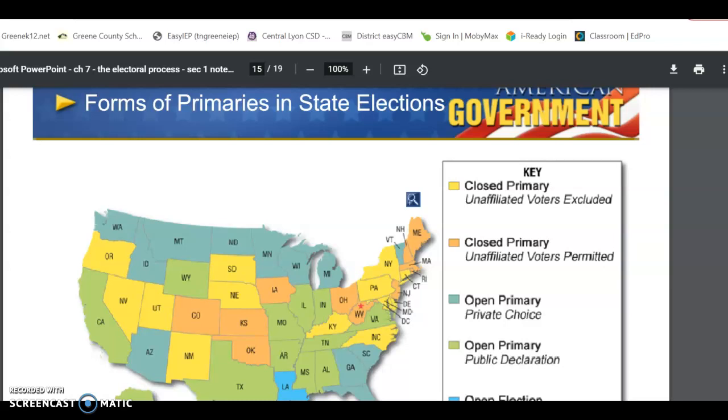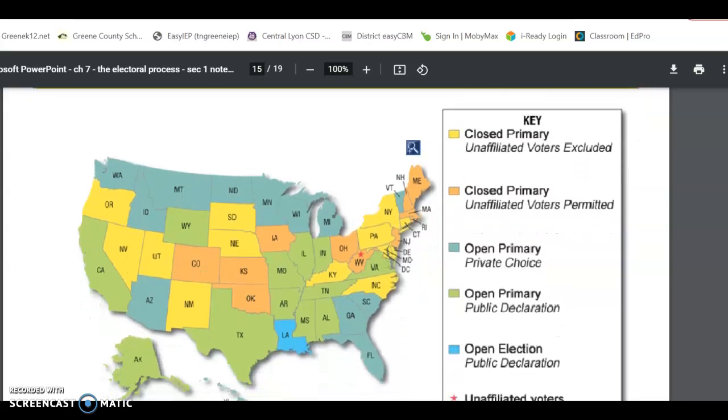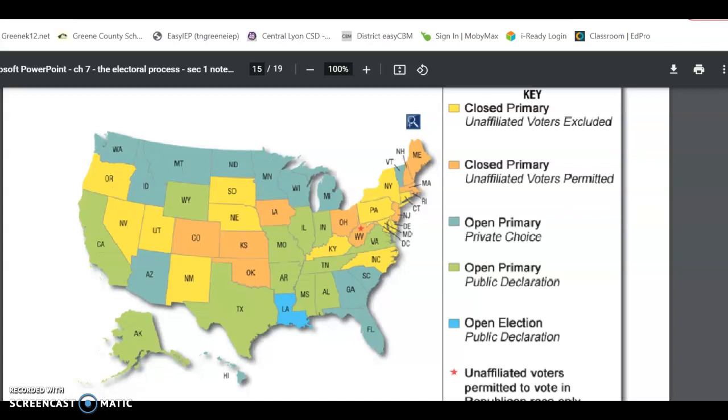So here's a chart that talks about the different forms of primaries in the state elections. If you look at Tennessee, we're green, which means that we're an open primary, which means that anybody can vote, public declaration. And that's where you tell what party you're for.